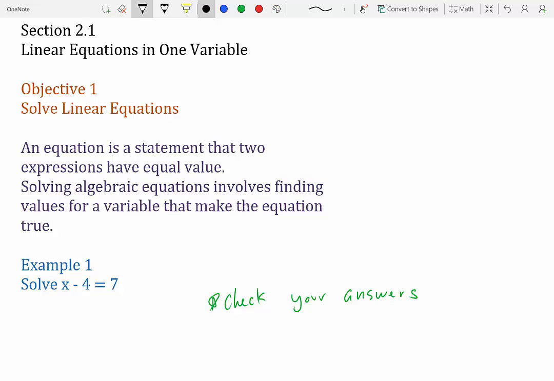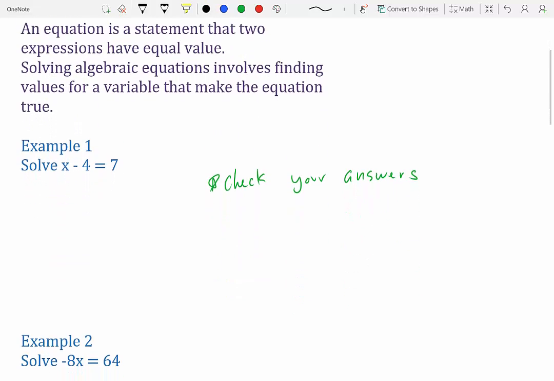So when we solve, we're just trying to find what that variable needs to be to make the left side equal the right side. For example 1, we want to get x by itself. To get it by itself, we do the opposite of whatever's next to it. So if we have x minus 4, the opposite of minus 4 is plus 4, and we add that to both sides to get x equals 11.